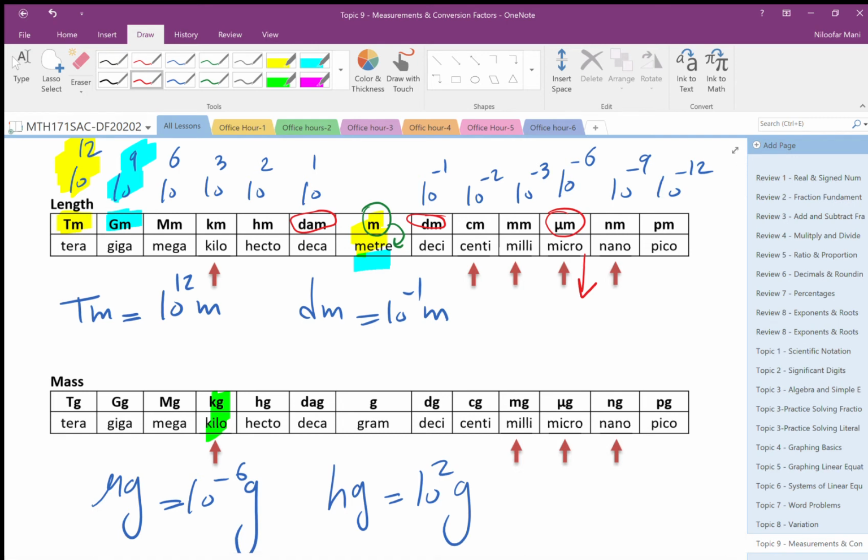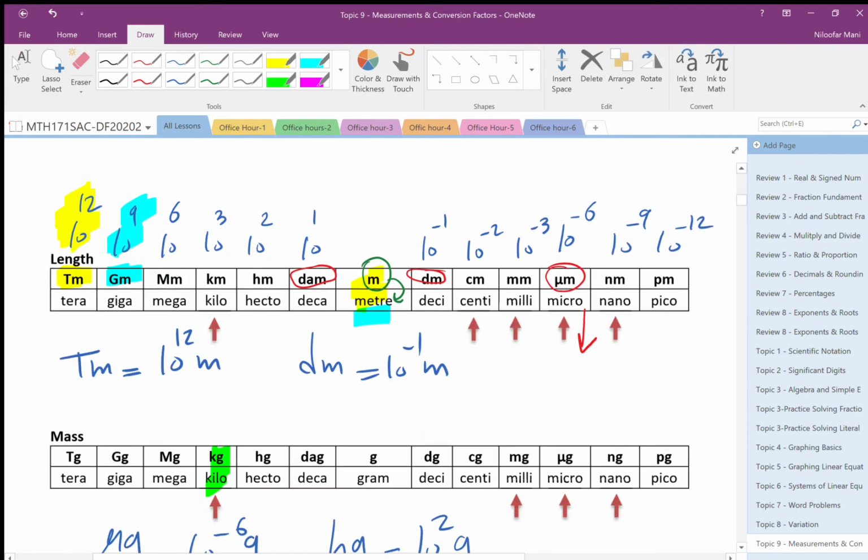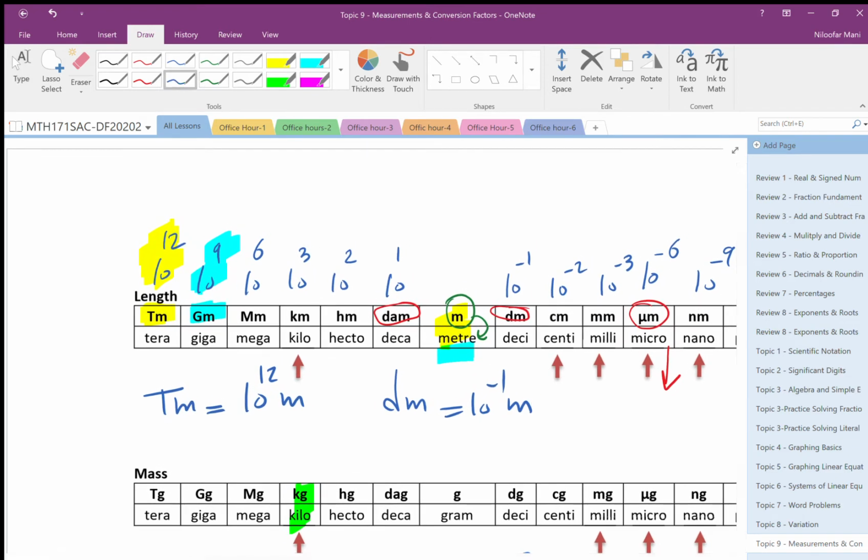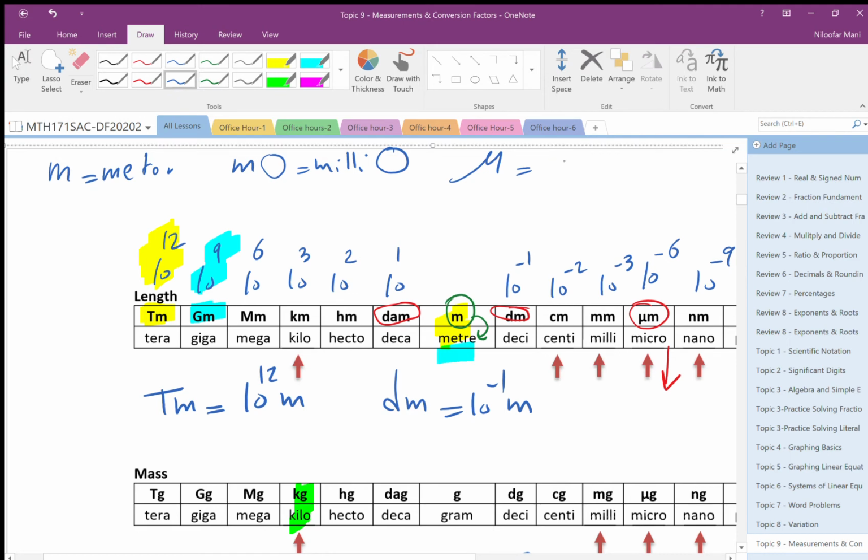Just make sure to know they are different. If I see m, that's meter. If I see m beside something, then it is milli something. If I see this mu, that's micro. It's a little bit different when I write it.